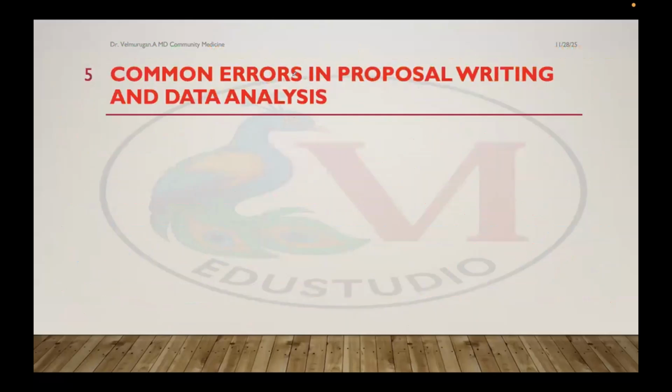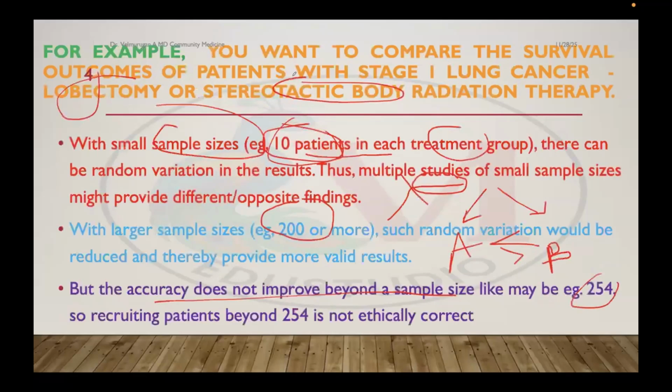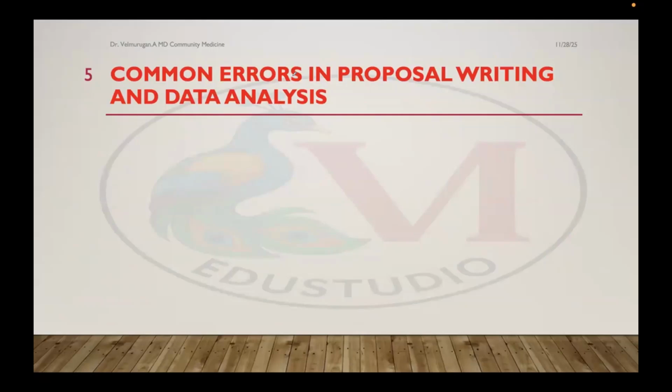Now, common errors in proposal writing and data analysis, but before that, we'll see here. Can you tell us, now this is the study: outcome of patients with stage 1 lung cancer, lobectomy or stereotactic body radiation therapy. What are the parameters you have to take and give to the AI for calculating the sample size? First, you will take the parameters and then you will put them in AI and create the sample size formulas. So can you open your mic, maybe a future madam, or even put it in the chat box? What are the things needed for calculating the sample size?